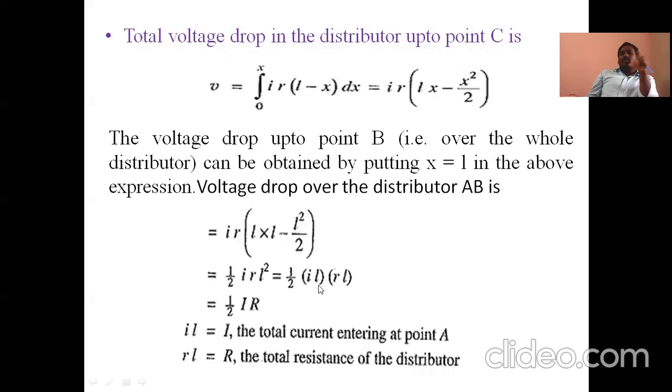I into L means the current throughout the length, that is capital I, as we already discussed. And r into L means the resistance throughout the length, that is capital R. That's why the voltage drop throughout the distributor AB is one by two I R if it is a uniform distributor. I L is nothing but the total current, capital I, entering at point A, and r L means the total resistance of the distributor.